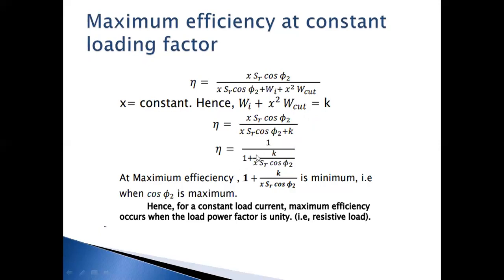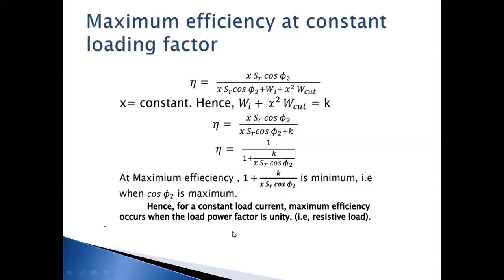So we can write it as 1 by 1 plus K divided by x V2 I2 cos phi 2 at maximum efficiency. It will be the minimum part. If eta is going to be maximum, we are rearranging that particular equation in this way, dividing this equation by x V2 I2 cos phi 2, and we are getting this equation. In order to find the maximum efficiency, this term will be minimum, and this term will be minimum when cos phi 2 is the maximum.